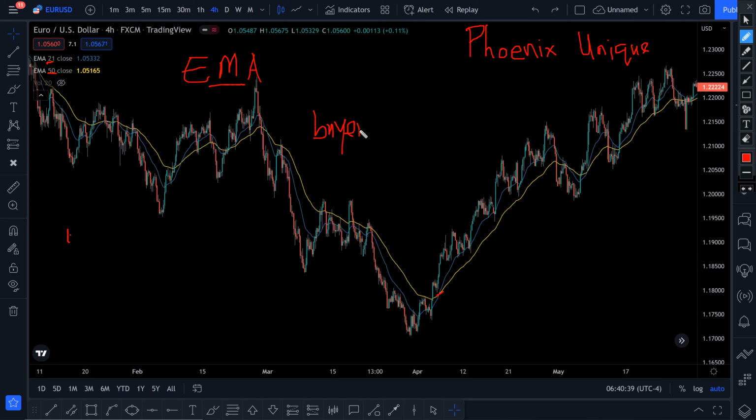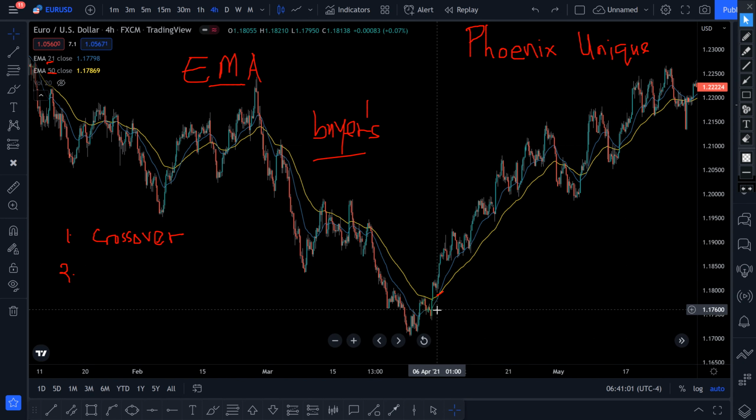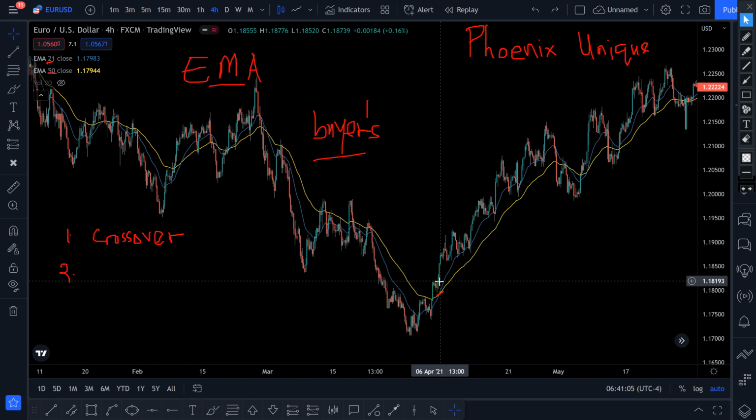Crossover. Two, your entry. If you look at this very closely, let me use this crosshair. You will see that the crossover occurred on this bullish candle here, this particular bullish candle.